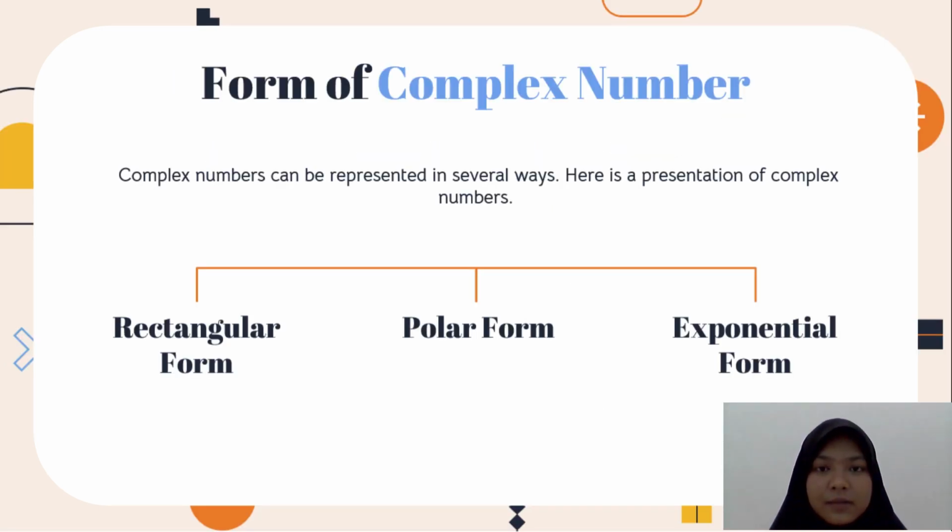The next one is the form of complex numbers. Complex numbers can be represented in several ways. Here there are three. The first one is rectangular form, the second one is polar form, and the last one is exponential form.